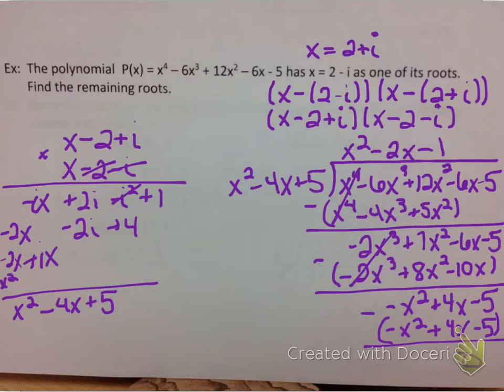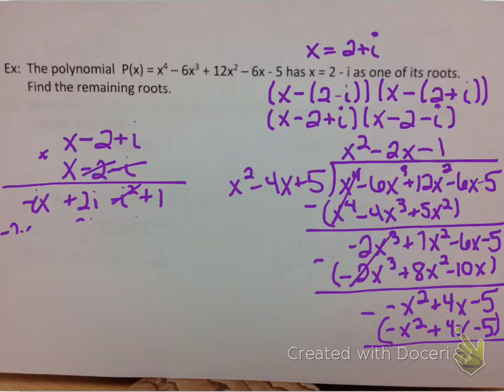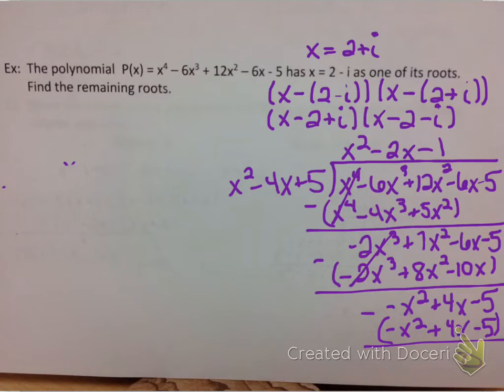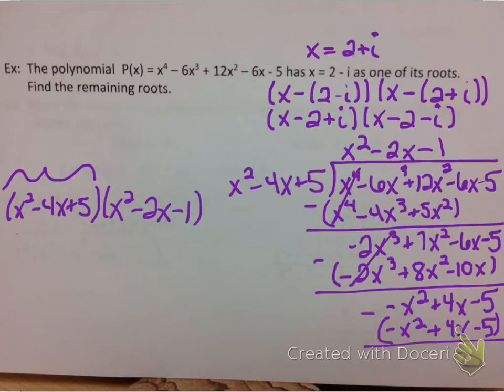Okay, and then what that means is that when you pull x squared minus 4x plus 5 out of your quartic equation, you are left with x squared minus 2x minus 1. Once again, we already know the two solutions that come from that quadratic. We need to find the two solutions that come from this quadratic. This quadratic is not factorable, so you would have to use the quadratic formula. It's not going to give you imaginary answers, but it will give you irrational answers.